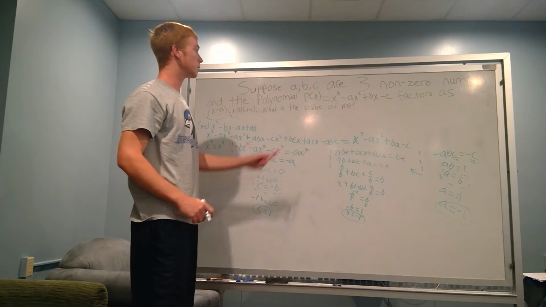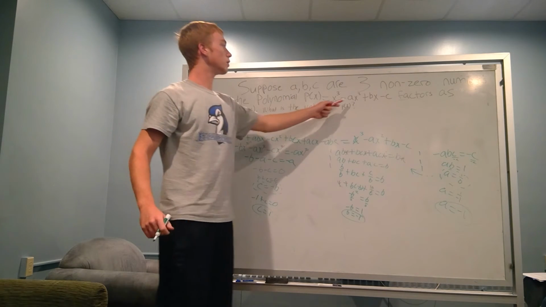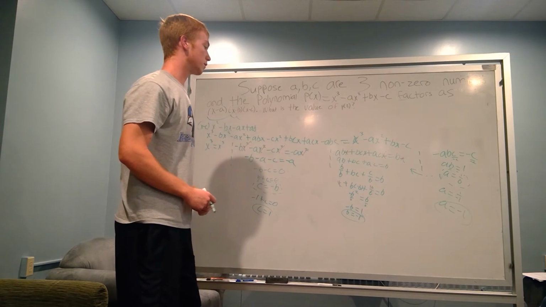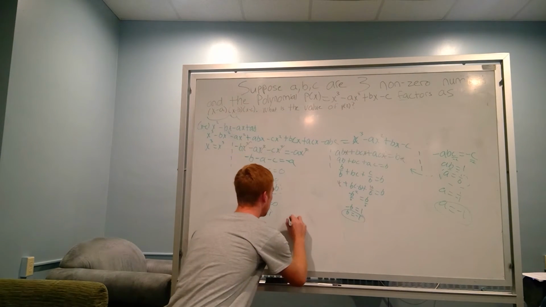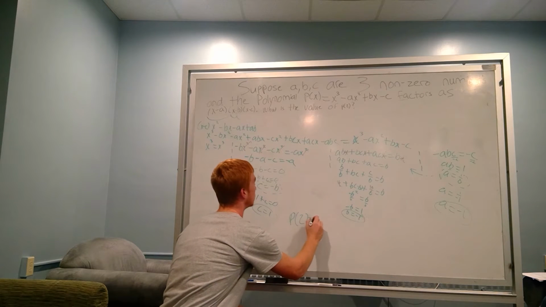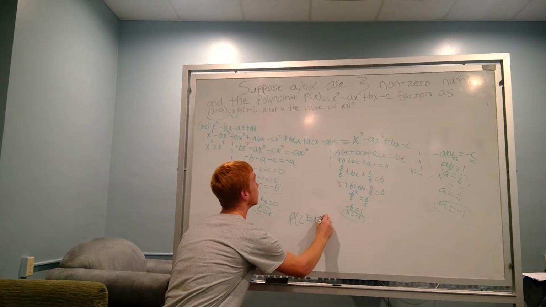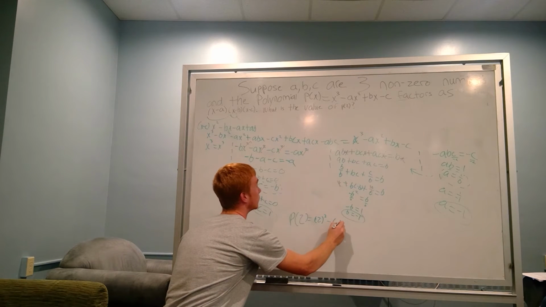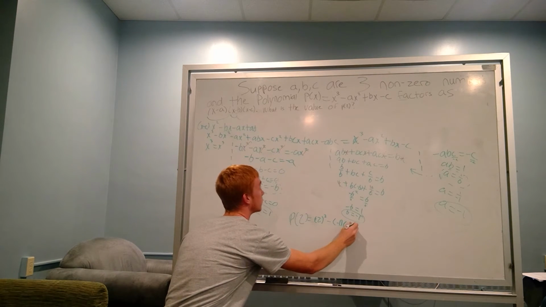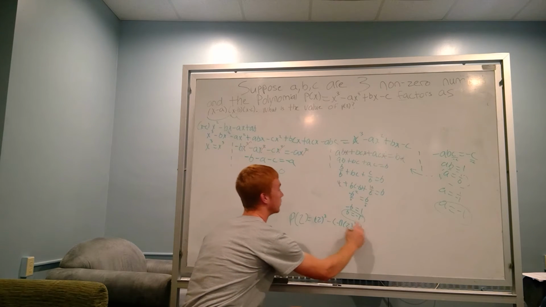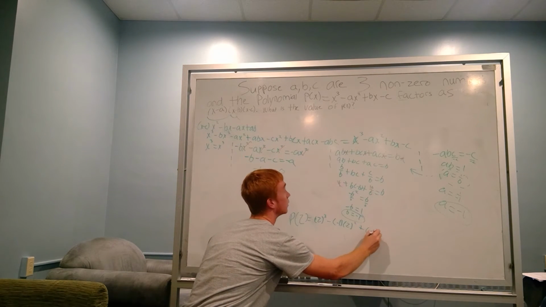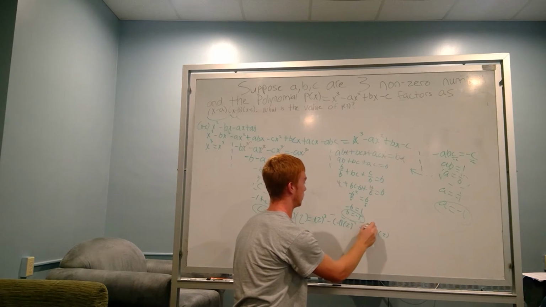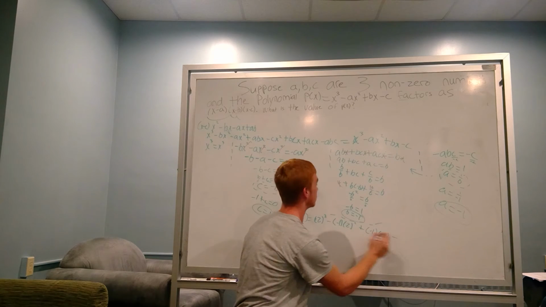Simply all we have to do is plug that back into p of 2, replacing a, b, and c with their numerical values. So p of 2 equals 2 cubed minus, plugging in a is negative 1, negative 1 times 2 squared, plus b equals negative 1, so negative 1 times 2, minus c, which is 1.